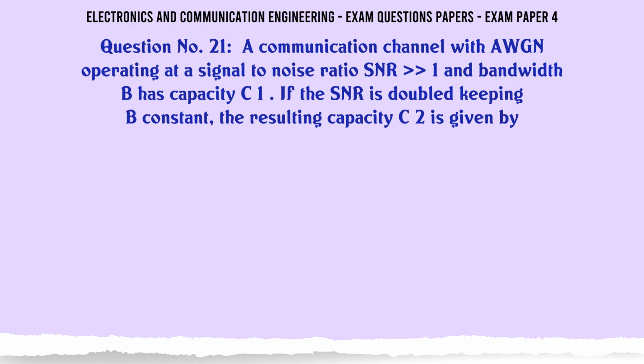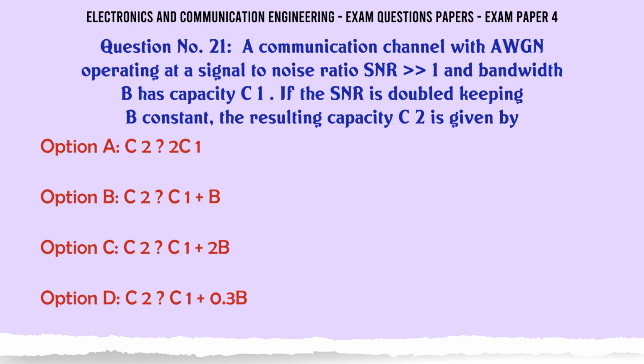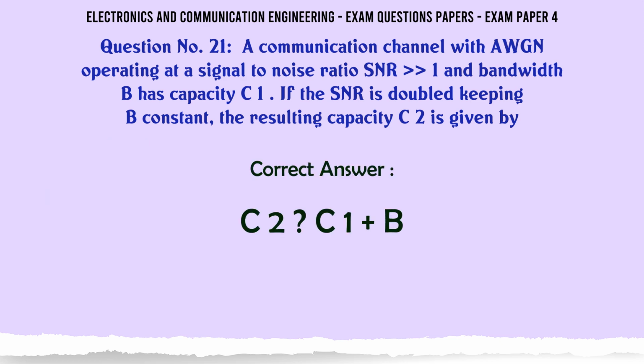A communication channel with AWGN operating at a signal-to-noise ratio SNR >> 1 and bandwidth B has capacity C1. If the SNR is doubled keeping B constant, the resulting capacity C2 is given by A. C2 = 2C1, B. C2 = C1 + B, C. C2 = C1 + 2B, D. C2 = C1 + 0.3B. The correct answer is C2 = C1 + B.